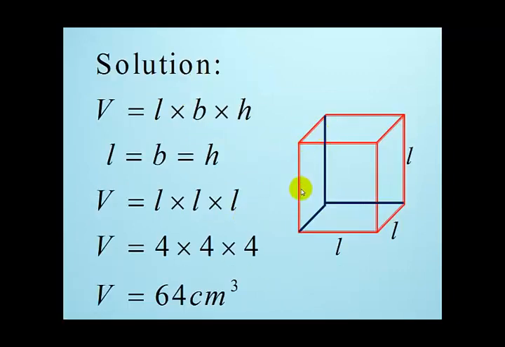This is a cube. With the cube, all the sides are equal, so the length is equal to the breadth is equal to the height. So the volume is equal to the length times the breadth times the height. Because L is equal to B is equal to H, the volume of the cube will be equal to length times length times length. From the question, the length is 4, so we have 4 times 4 times 4, and the volume is equal to 64 centimeters cubed.